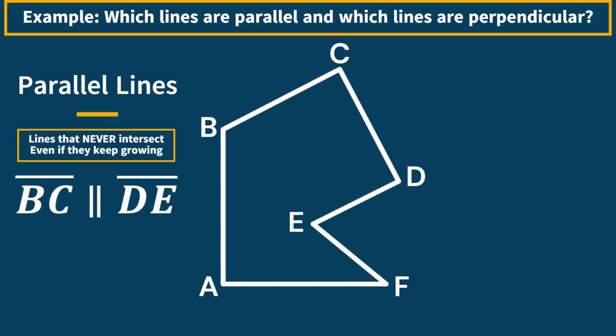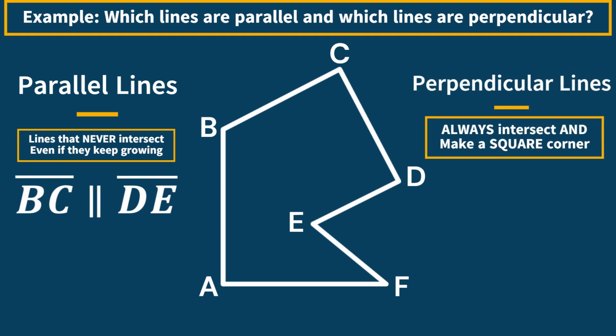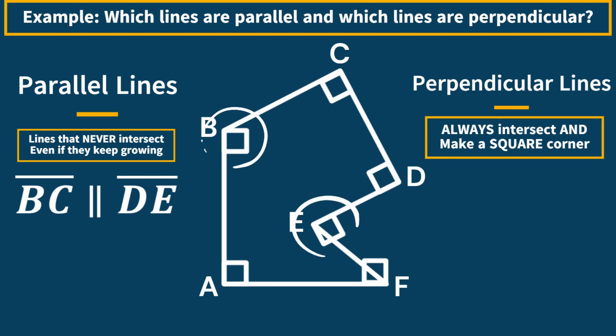Now, let's look at what lines are perpendicular to each other. We can draw squares at each intersection to help visualize this. Whenever a square does not perfectly fit at an intersection, this means the lines are not perpendicular. Looking at our figure, we can see that the squares at the intersection of lines AB to BC, DE to EF, and EF to FA do not fit perfectly. That means these lines are not perpendicular.